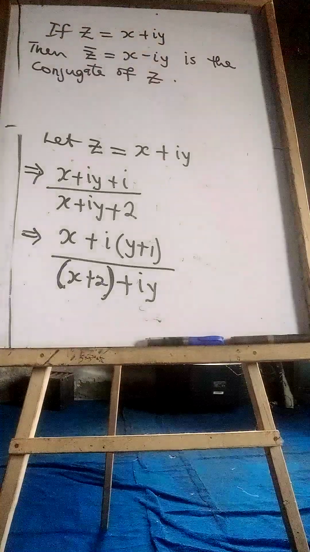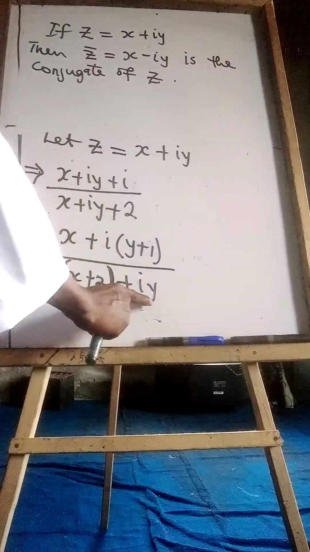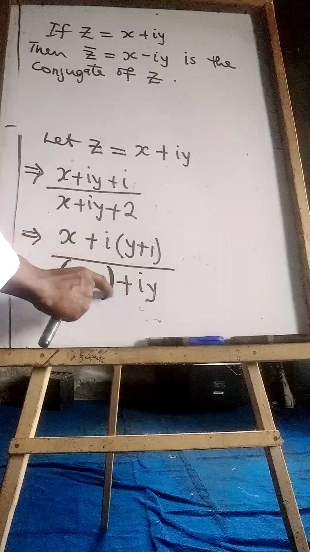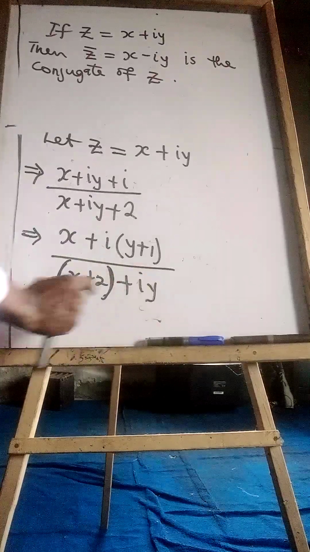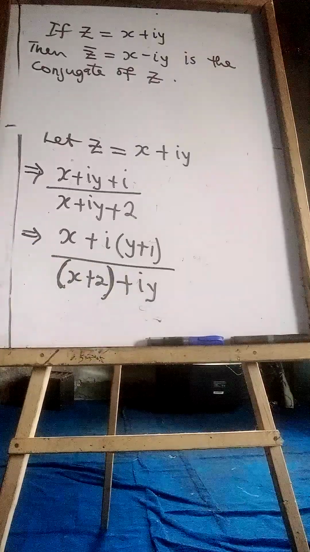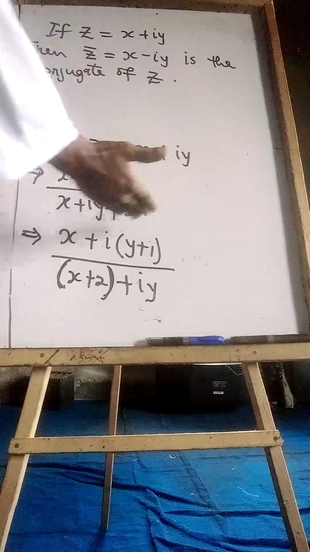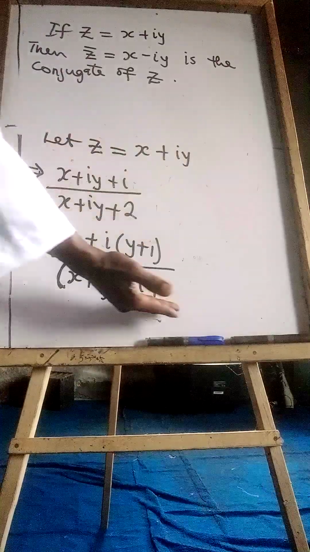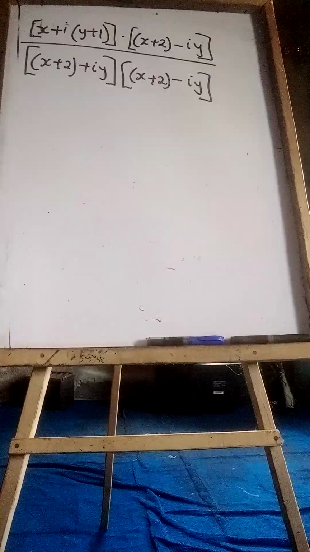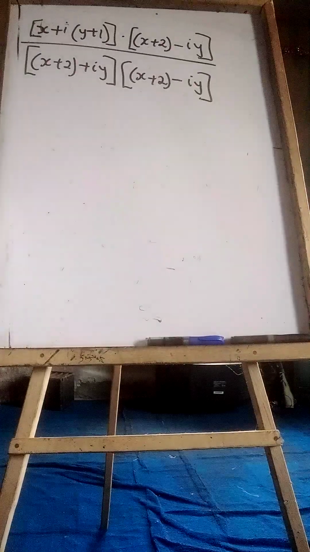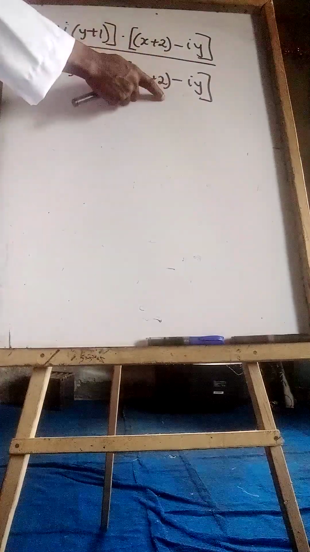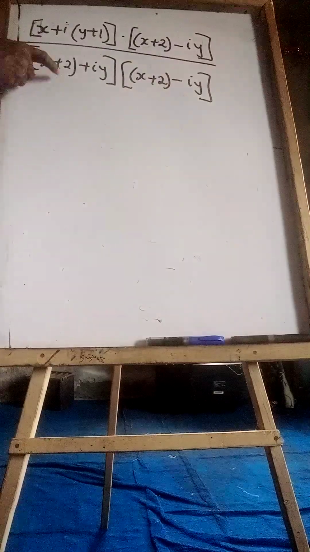Now, that means if I want to find the conjugate of this now, all I need to do is to change this positive sign to negative. So now, while this and this remain the way they are, only this sign will change. Therefore, I'm going to carry out the multiplication of the numerator and the denominator by the conjugate of the denominator. Now, I have multiplied the numerator and the denominator by the conjugate of the denominator.